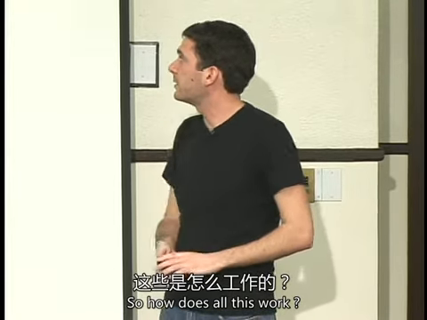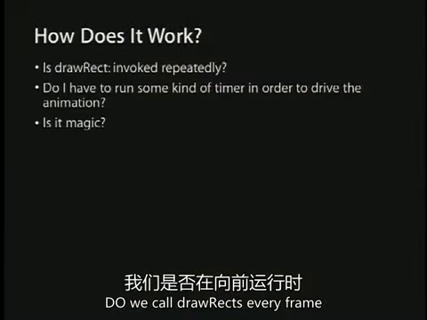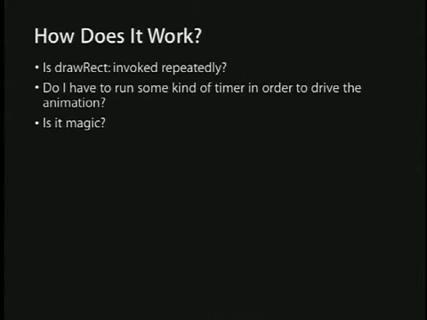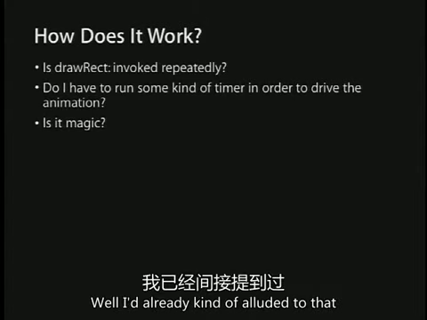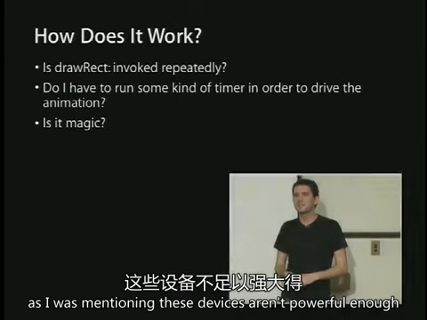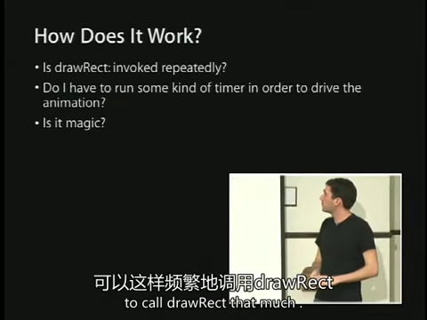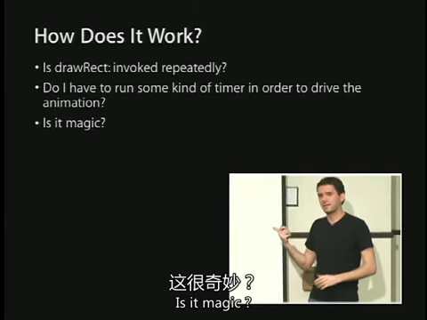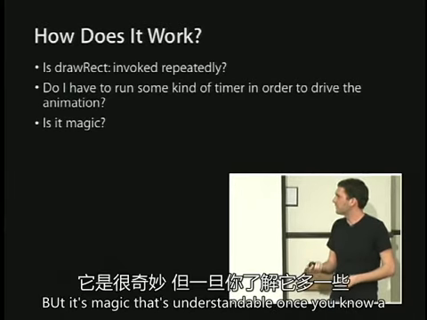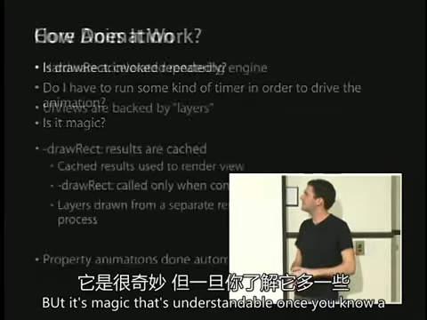So how does all this work? Do we call drawRect every frame and draw the different progression as we're going through that? Well, we already kind of alluded to that as I was mentioning. These devices aren't powerful enough to call drawRect that much. Is it magic? And it kind of is, but it's magic that's understandable once you know a little bit about it.